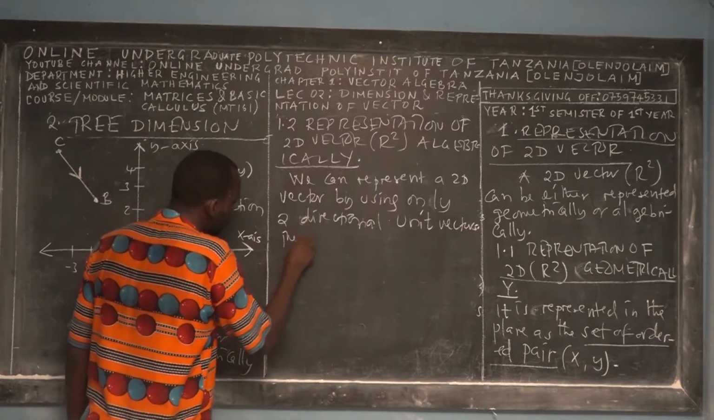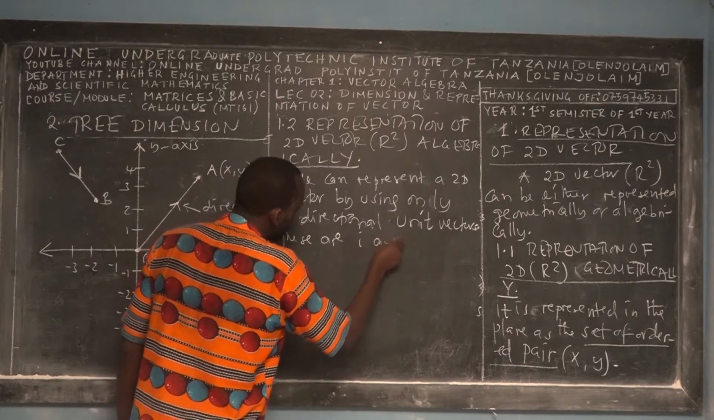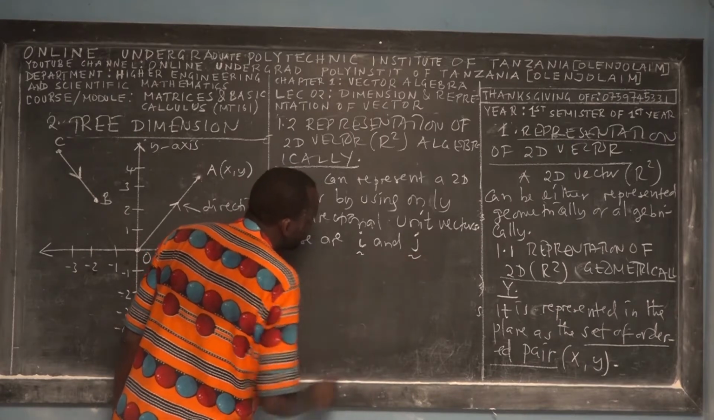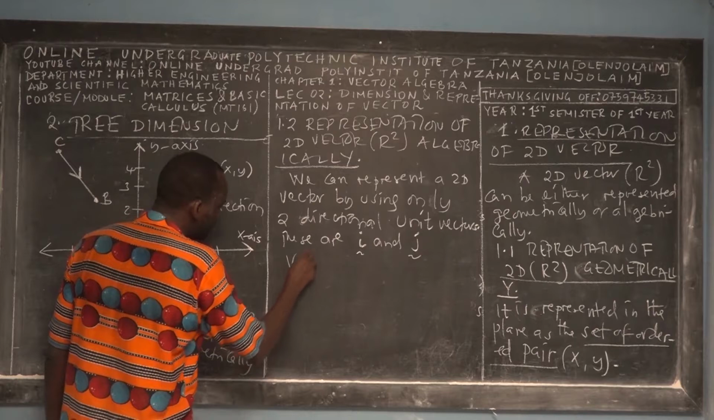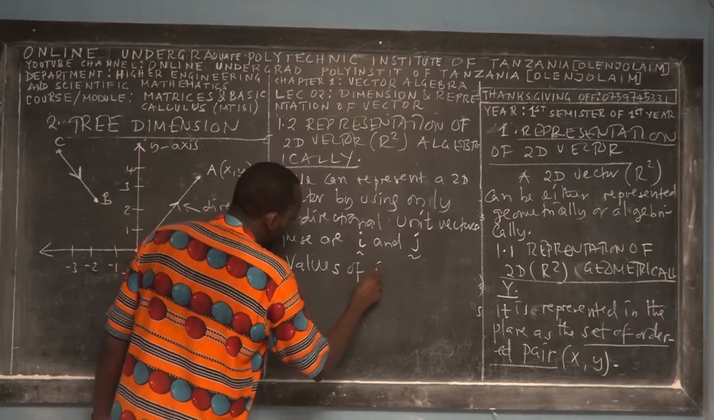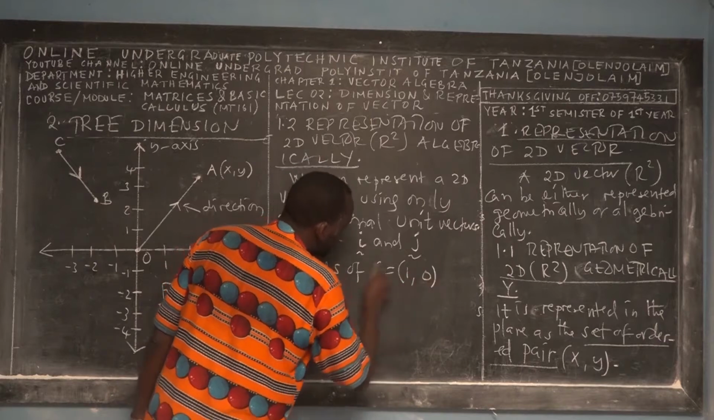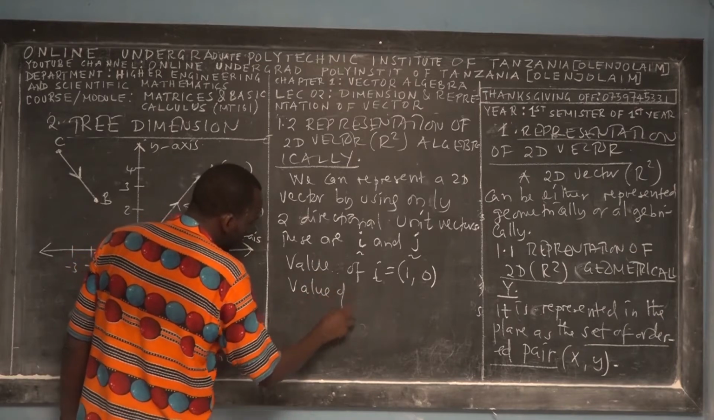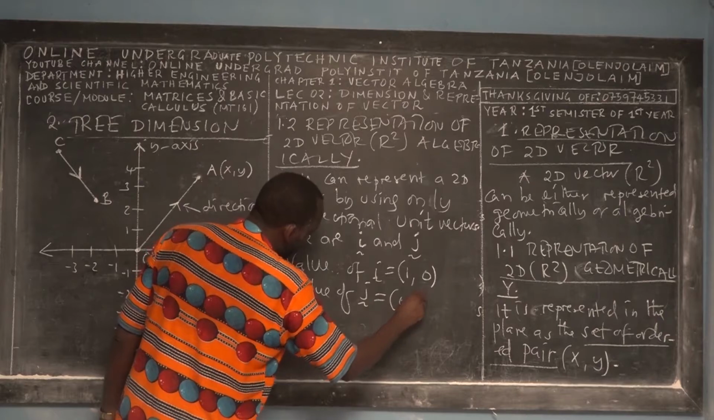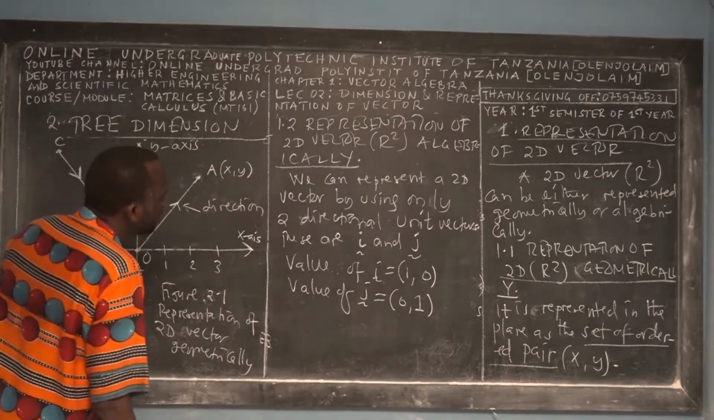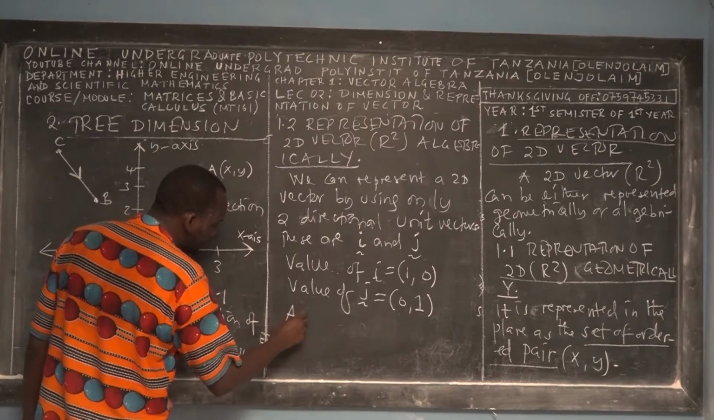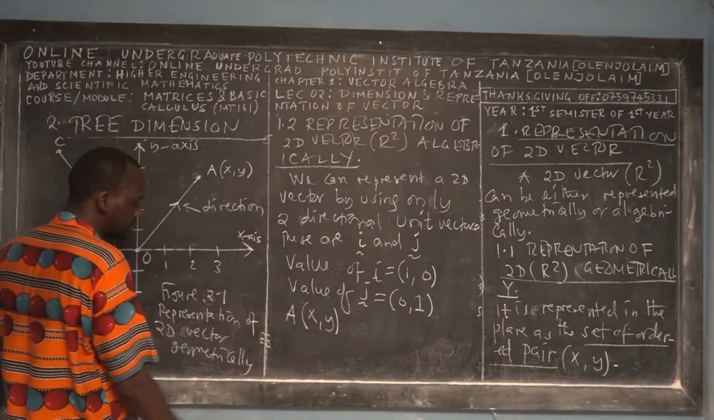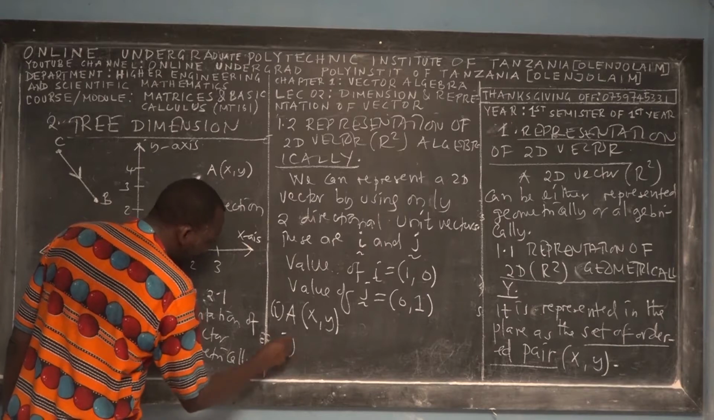And these two directional vectors are i and j, not k. i and j. In some of the books we can have something like this. And then what are the values? What is the value of i? So the value of i is (1,0) in the XY plane. And then what is the value of j? The value of j is (0,1), right? So algebraically, we can present a vector as a point on the XY plane, that's A = (x, y). This is the first way of representing a vector algebraically.